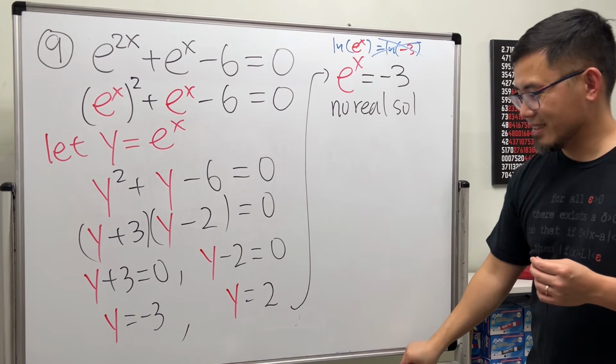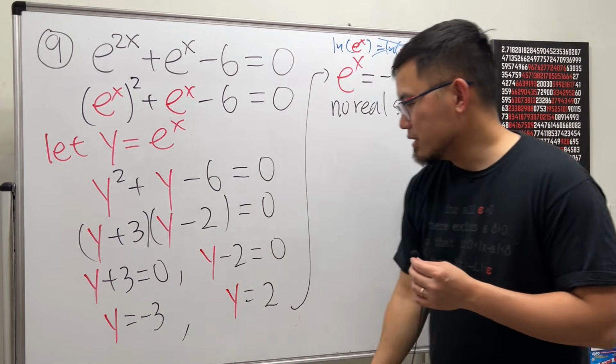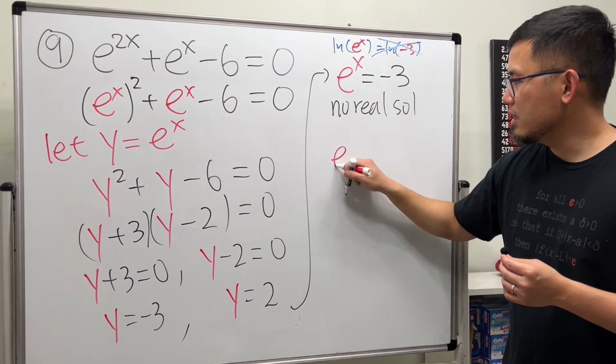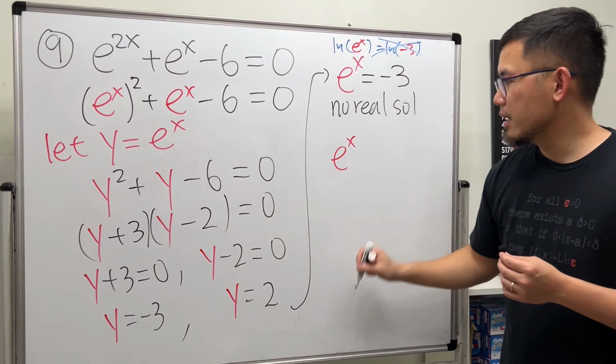Don't do it. So no solution for this, but let's take a look right here. We have e to the x, yeah, it's equal to 2.